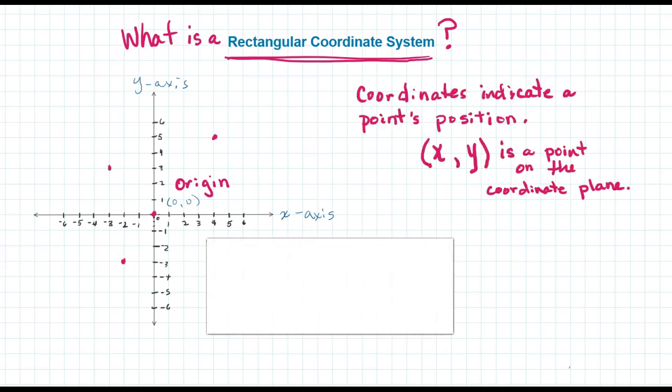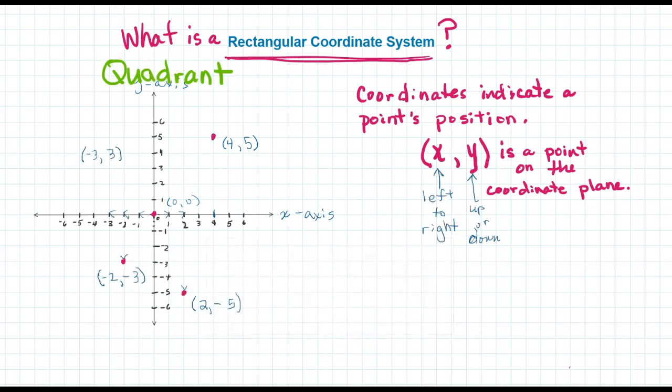So coordinates, or a point, indicates a point's position. So XY is a point on the coordinate plane. And here, for example, let's take this point here. This is the point 4, right? That's where it measures up on the X, right? Point 4. And then if we go 1, 2, 3, 4, 5 upward along the Y direction, we have the coordinates of the point 4, 5. So that gives us this location on the coordinate plane.